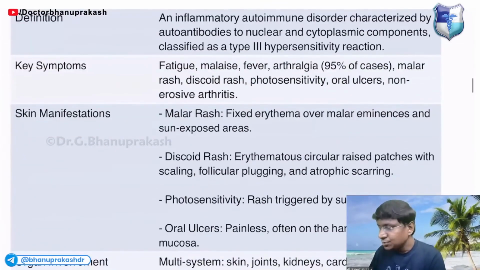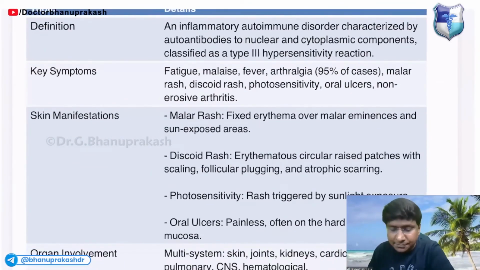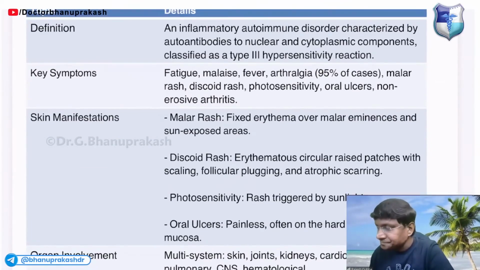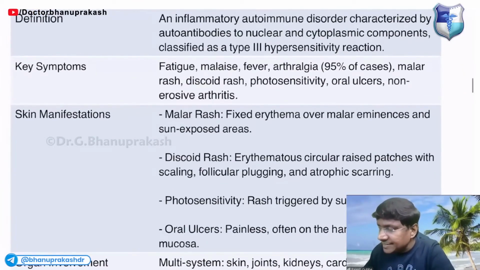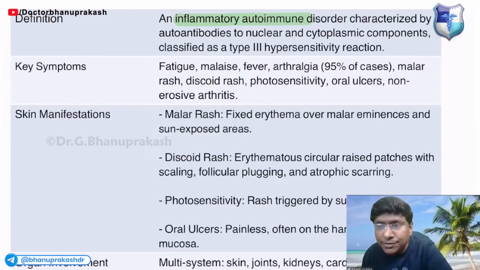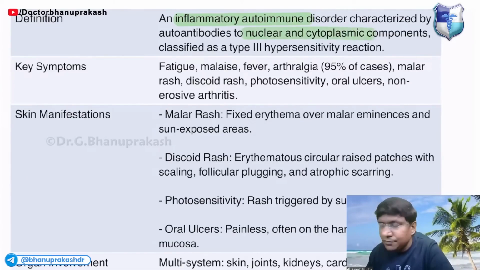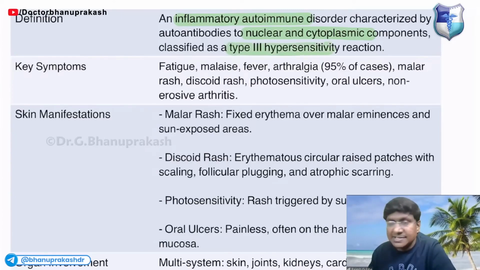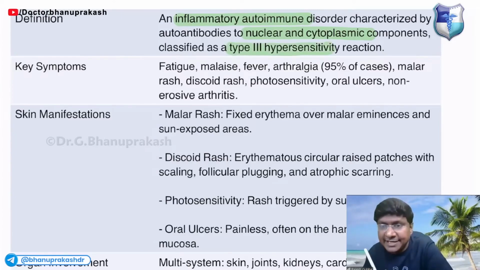Okay, we will start with the SLE discussion. So in SLE, what exactly is it? It is an inflammatory autoimmune disorder where you have autoantibodies. These autoantibodies are formed against nuclear as well as cytoplasmic components. Within the various systems, immune complexes are accumulated, and these immune complexes will cause damage to the systems. That is the reason why it is considered a type 3 hypersensitivity reaction.